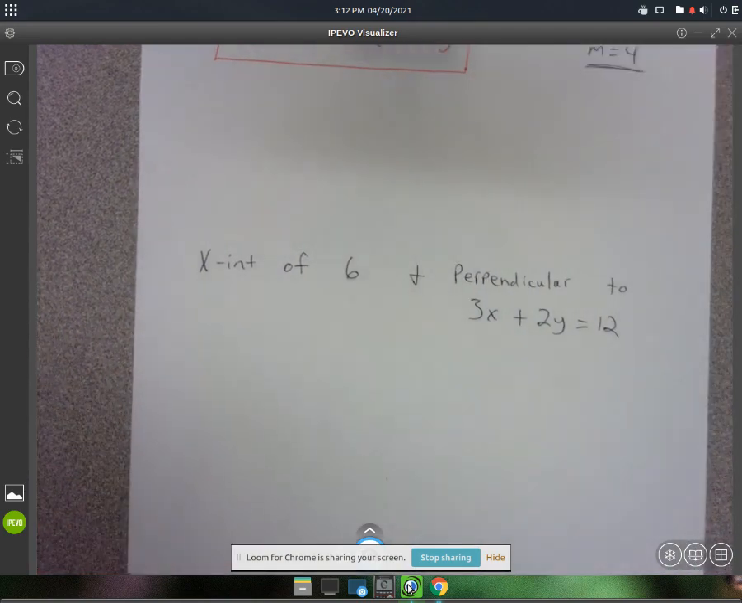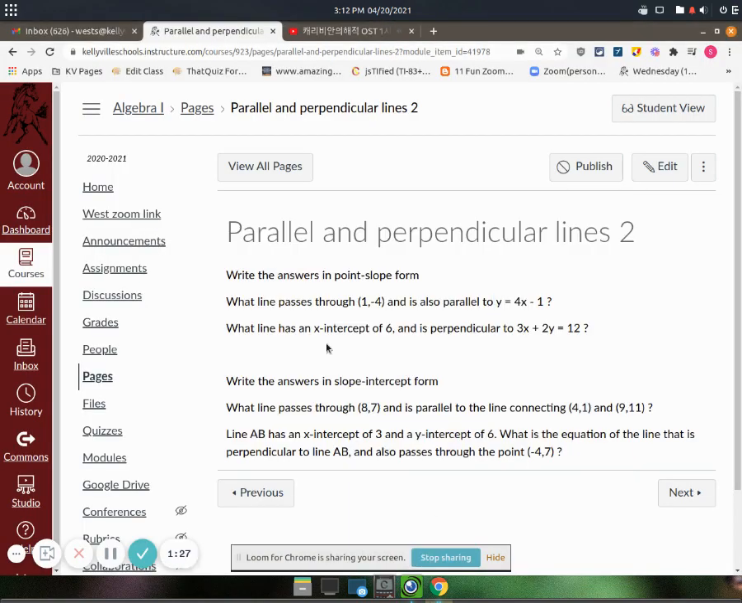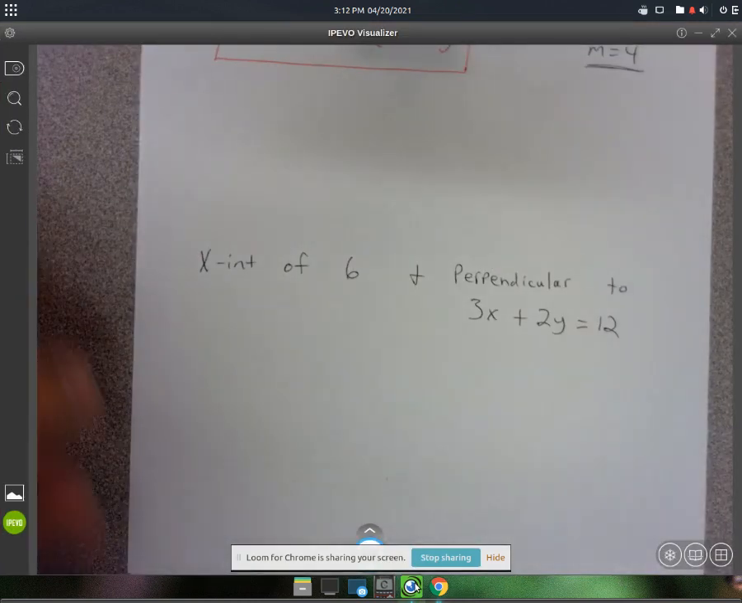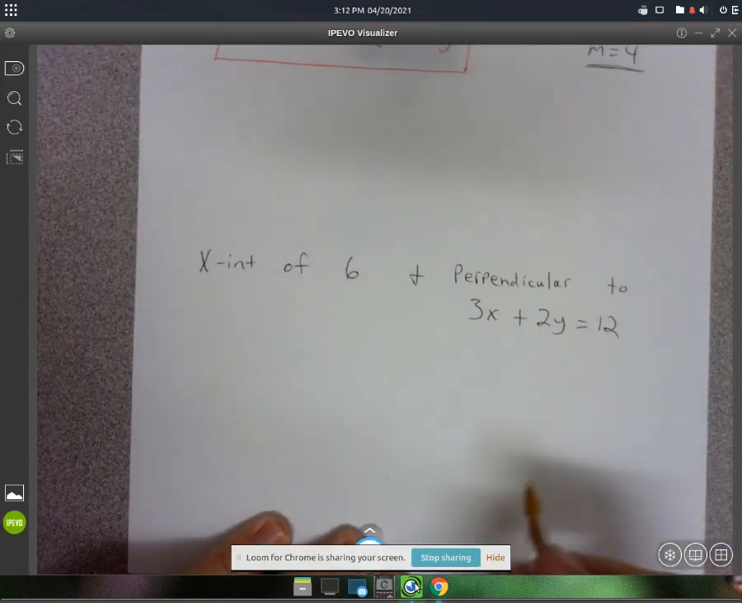Second one down here, let me go back to the original and read it. What line has an x-intercept of 6 and is going to be perpendicular to this guy right here? So this one's written in standard form, so I'm going to have to convert it to slope-intercept form first to kind of figure out what the slope is. But it's going to have x-intercept of 6, and I'm going to have to do all the perpendicular business here in a sec. So let me convert this to slope-intercept form first.